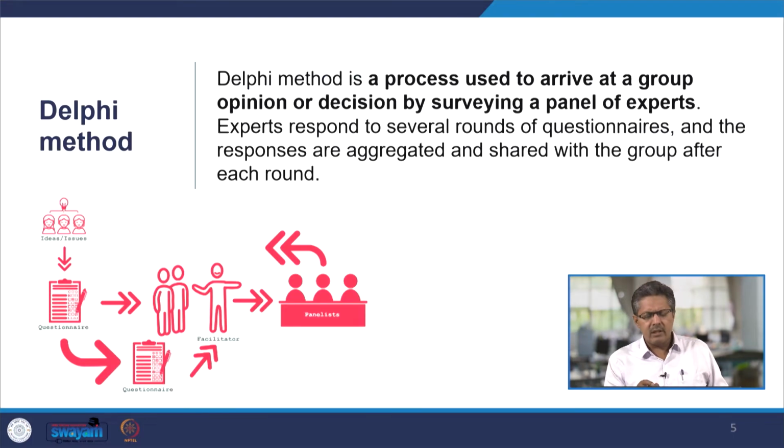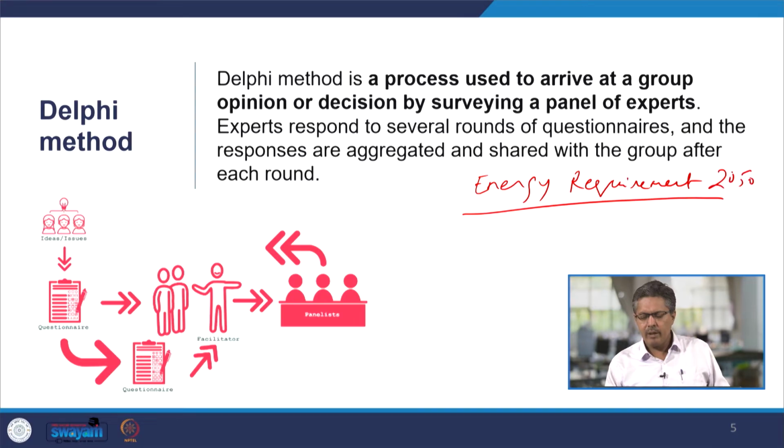Now, Delphi is a process used to arrive at a group opinion or decision by surveying a panel of experts. What does it say? What you are doing here is, first you select a number of experts on the topic of interest. For example, the topic of interest for us is, let us say, energy requirement. We want to study what the energy requirement would be by 2050. To do this, first of all, I can't make just anybody my respondent, right. I need an expert, and that expert also has to be from the relevant field of energy or policy making.